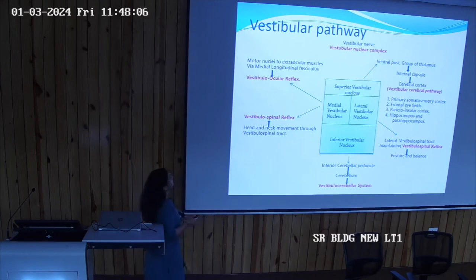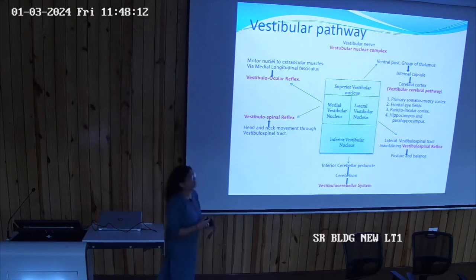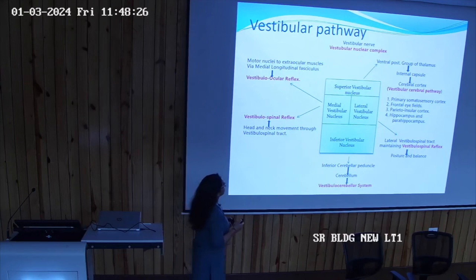The medial vestibular nucleus gives off fibers to the motor nuclei of extraocular muscles via the medial longitudinal fasciculus, which forms the vestibulo-ocular reflex. The medial vestibular nucleus also gives fibers to the vestibulospinal reflex, which causes head and neck movement through the vestibulospinal tract. Now, the fibers from the superior vestibular nucleus run to the ventral posterior group of the thalamus, which then runs to the internal capsule and the cerebral cortex. From the cerebral cortex, these fibers can run to the primary somatosensory cortex or frontal eye fields or parieto-insular cortex or hippocampus and parahippocampus parts.